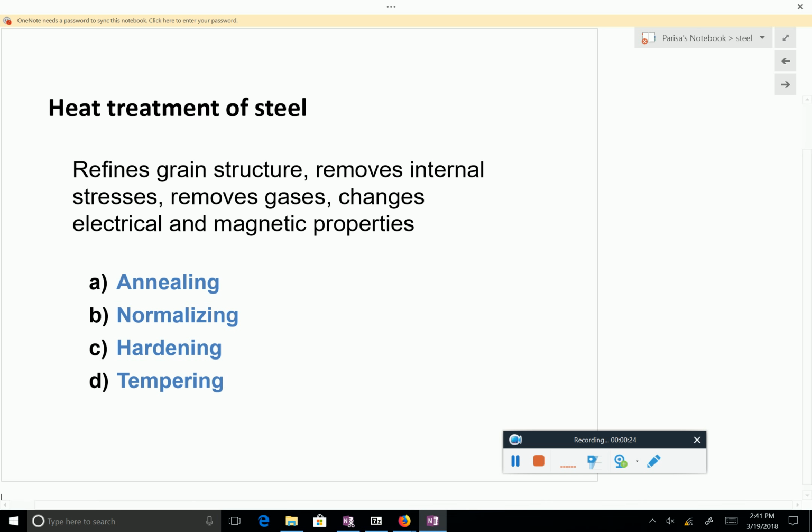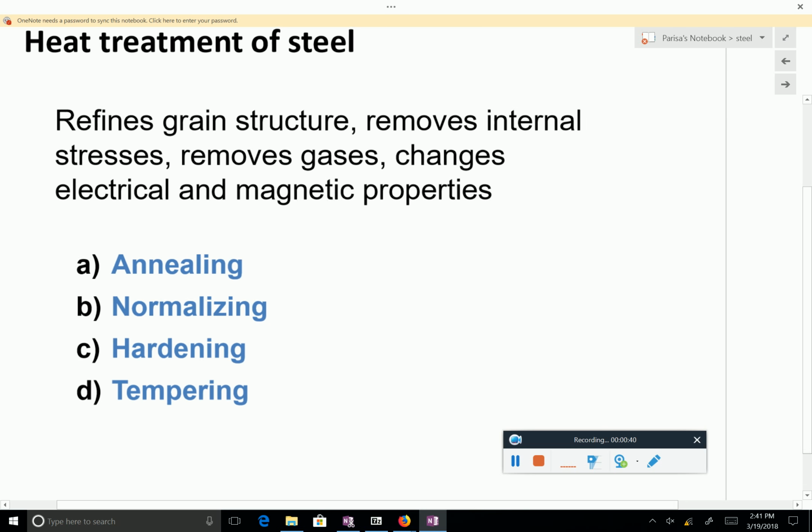So I want to start with talking about some of the heat treatments of a steel. You can use different kinds of heat treatment to change the properties of a steel. You can change grain structure, remove internal stresses, residual stresses. You can change the ductility, toughness, and other properties. We have talked about this a little bit before, but we want to talk about it a little bit more in detail. Annealing and normalizing kind of go together, and hardening and tempering also go together.